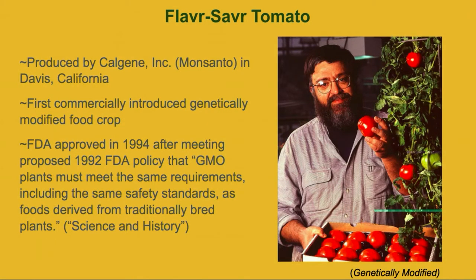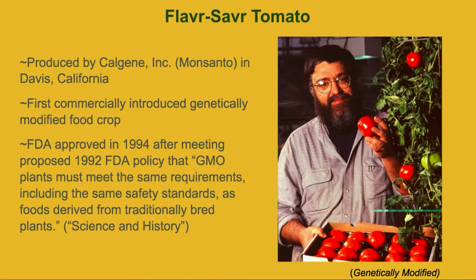I introduced an example of Agrobacterium-mediated transformation, and this is the technique that was used in the production of what was called the Flavr Savr tomato. This is actually the first genetically modified plant that was FDA approved in 1994 to be mass produced and distributed. It met the policy that was stated in 1992 that GMO plants must meet the same requirements, including the same safety standards as foods derived from traditionally bred plants.